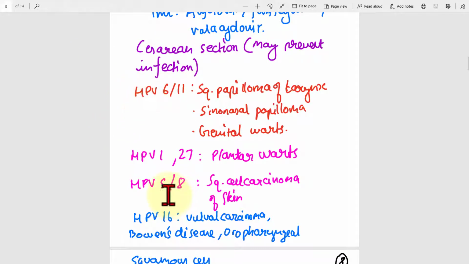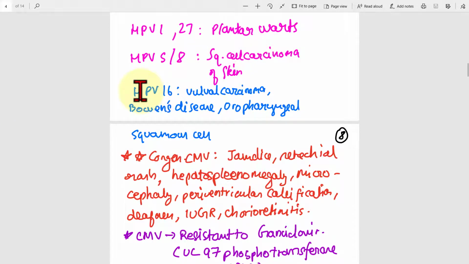And moving on to some of the subtypes of HPV, that is 6 and 11, it results in squamous papilloma of larynx, and also sinonasal papilloma, as well as genital warts. And moving to HPV 1 and 27, it leads to plantar warts, and moving to HPV 5 and 8, it leads to squamous cell carcinoma of skin, and also HPV 16 leads to vulval carcinoma, Bowen's disease, as well as oropharyngeal squamous cell carcinoma.